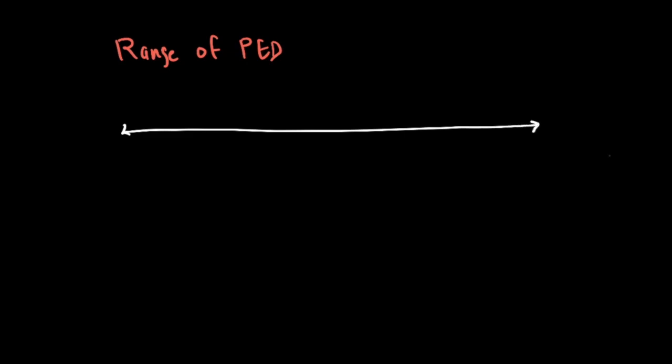Let's now talk about the range of PED. What values of PED can take place? When I look at the range of PED, I make a whole spectrum where at one end I have a value of 0, and at another end I have a value of infinity. I know PED is negative, so I'm going to ignore the minus sign in this discussion. And I have 0, and then in between I have 1, and then I have infinity.